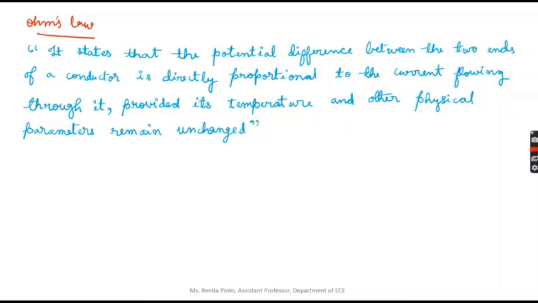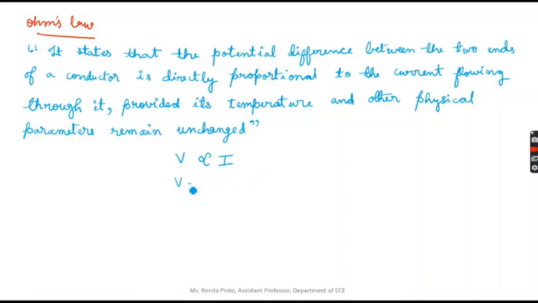So Ohm's law states that the potential difference between the two ends of the conductor is directly proportional to the current flowing through it, provided its temperature and other physical parameters remain unchanged. So you can see V is directly proportional to I. This is what Ohm's law states: the potential difference between the two ends of the conductor is directly proportional to the current flowing through it.